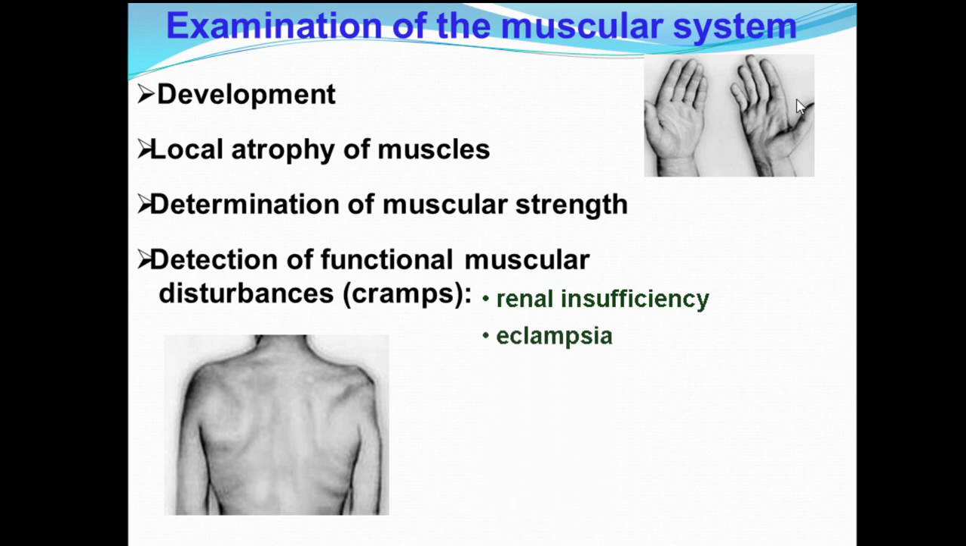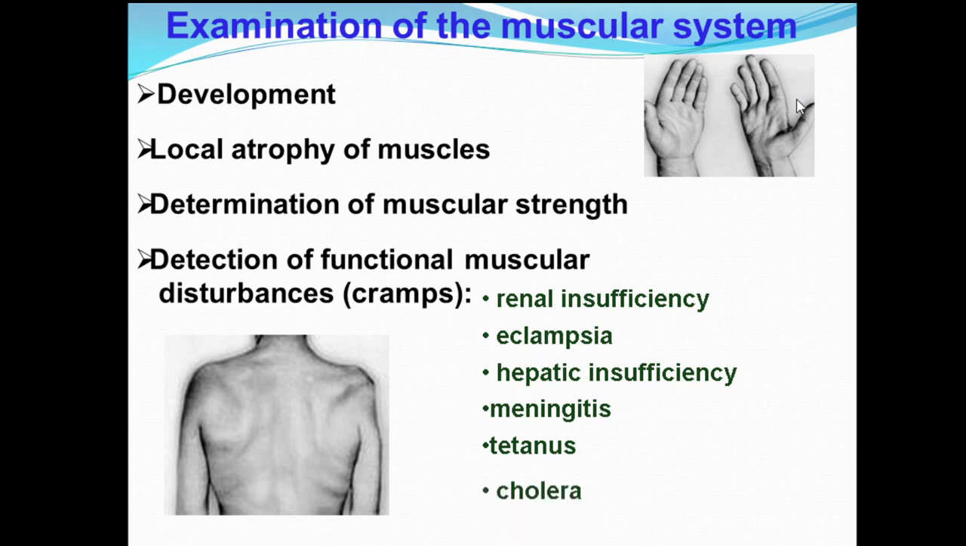It may be a specific sign of some pathology such as eclampsia. It may be a result of hepatic insufficiency due to intoxication, meningitis, inflammation of the central nervous system, brain, or tetanus, a specific disease which is characterized by cramps. It may be a result of dehydration in a patient with cholera. And remember, the gait of the patient depends on the development of the muscular system. If we reveal some problem with gait, we'll pay fuller attention to inspection of the muscular system. And we finish our inspection with inspection of the skull, spine, and extremities.